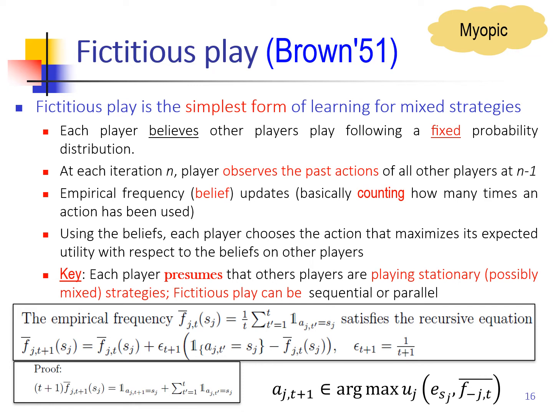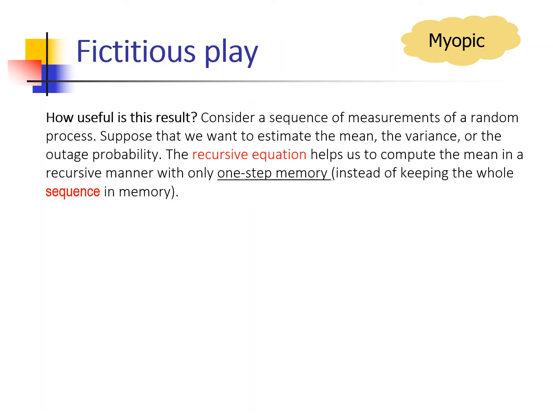Okay, and this fictitious play has been used in several applications, even in wireless communications, such as power allocation. All right. So now, how useful is this result, right? Consider a sequence of measurements of a random process, and we want to estimate, for instance, the mean or the variance of, say, the outage probability, right? This recursive equation helps compute the mean in a recursive manner with only one-step memory.